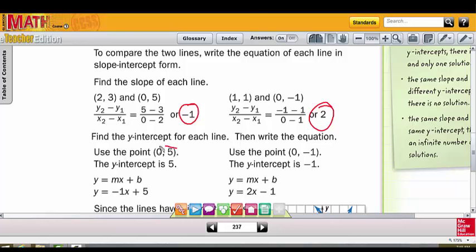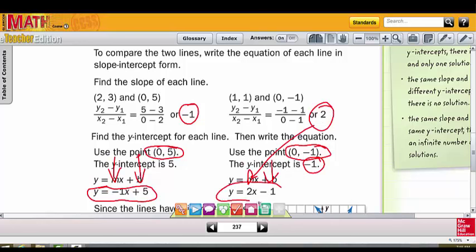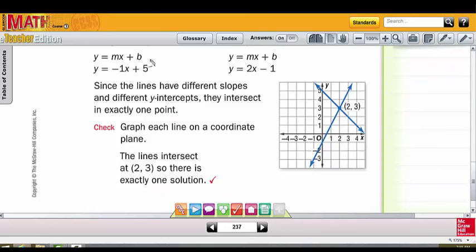Well, use the point (0, 5). So our intercept is 5, so b becomes 5. Our slope is negative 1, so we have the equation y equals negative 1x plus 5, or we could just write negative x plus 5. Over here, we also have the point (0, -1), so our y-intercept is negative 1, and our slope is 2, so we have y equals 2x minus 1. Now, here are our two equations: y equals negative 1x plus 5, and y equals 2x minus 1.